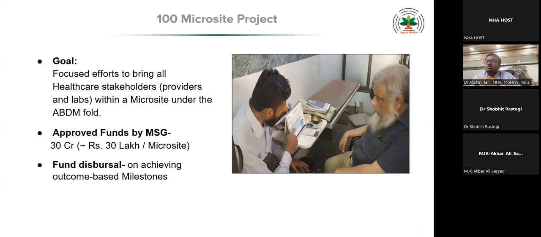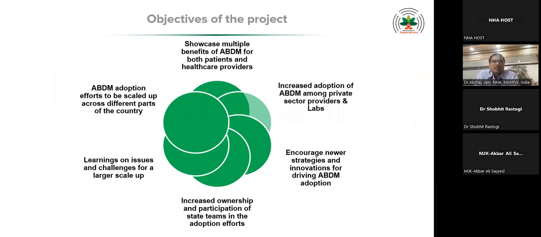So milestones have to be objective, like how many professionals are getting registered with us on the HPR, how many facilities are getting registered with us, or how many digital records are getting created by those doctors by using the ABDM-enabled hospital management information system. So next, please. These are some of the objectives. Many of them I have already covered, that we can showcase the multiple benefits of ABDM to both the patients as well as the providers.